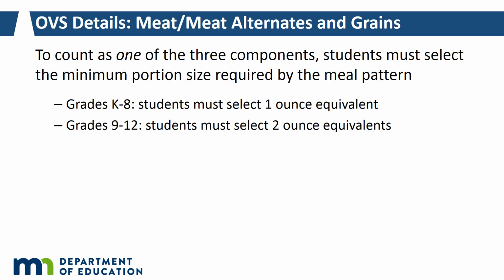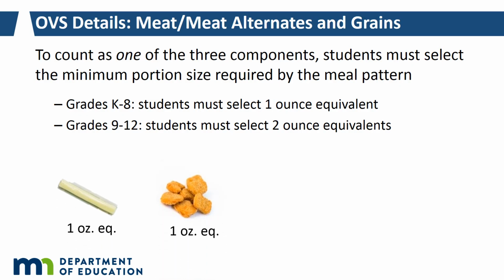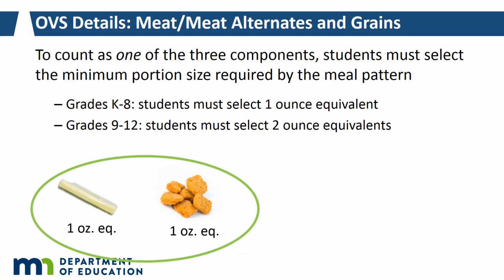For example, if the menu planner offers the meat alternate component as 2 food items, so for example a cheese stick and chicken nuggets, to students in grades K through 8 and the minimum portion size for this grade group is 1 ounce equivalent, the student may select either the cheese stick or the chicken nuggets to count as the meat alternate component. However, if the same 2 items are offered to students in grades 9 through 12, where the minimum portion size is 2 ounce equivalents, the student must select both the cheese stick and chicken nuggets to count as the meat alternate component. And this example would work the same way for the grain component.